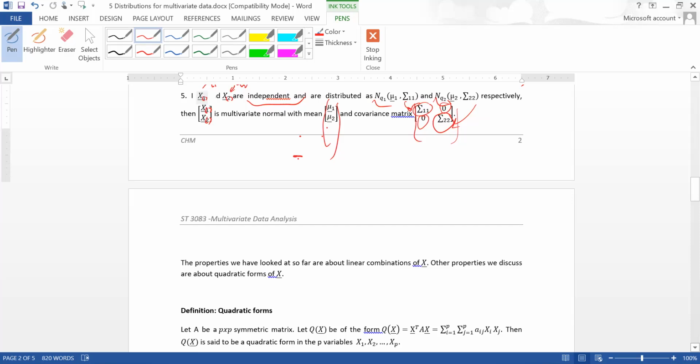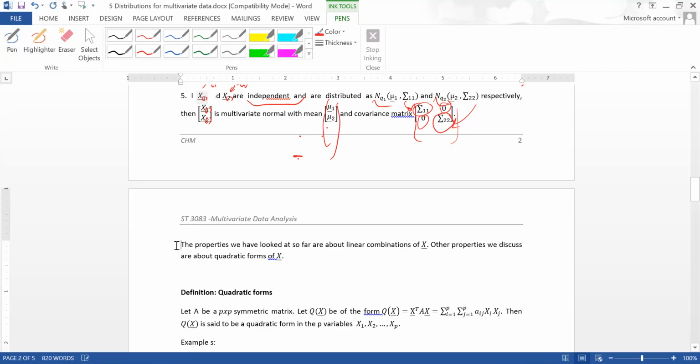Now, we are done with 5 properties, right? The properties we have looked at so far are about linear combinations of X's, right? We always talked about linear combinations so far, X's, partitions, or linear combinations, right? Other properties we discuss are about quadratic forms of X. Now, we have four more properties. The last one is about the conditional distribution, but the other three properties we have next are going to be about quadratic forms of X's.